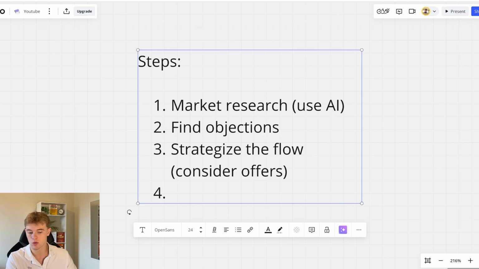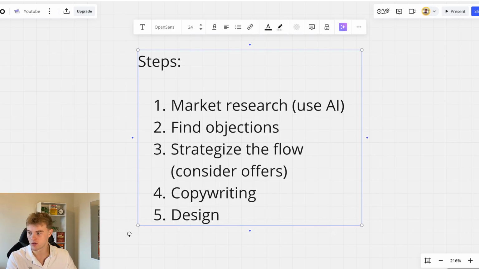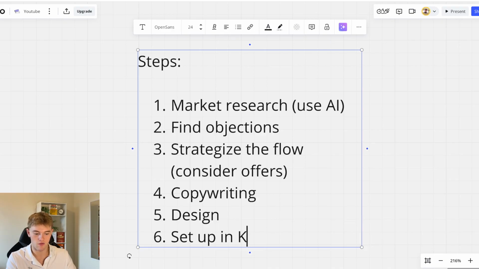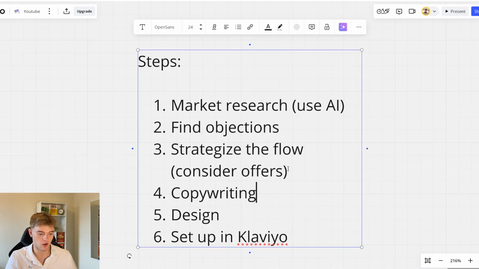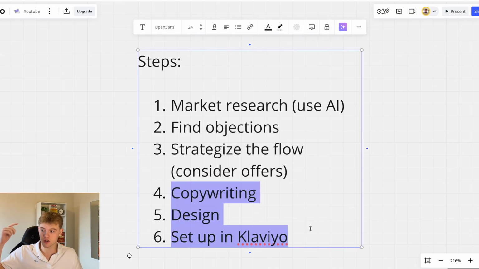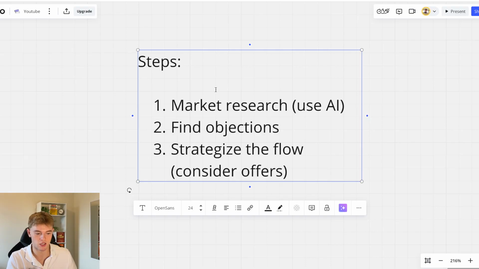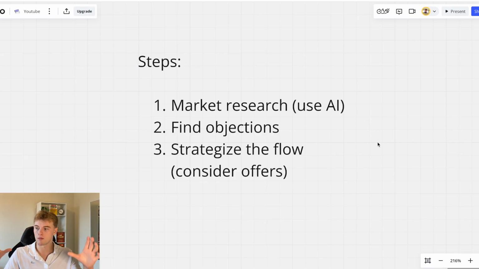Now, number four, which we're not going to cover in this video, would be writing the copy. Number five would be doing the actual design. And then number six would be the actual setup in Klaviyo. If you are completely lost on those steps, I will gladly walk you through what our process looks like in a separate video. If you want that, drop a comment below. But in this video, we're specifically focusing on creating and mapping out the flow so that it actually works to convert your customers into buyers.